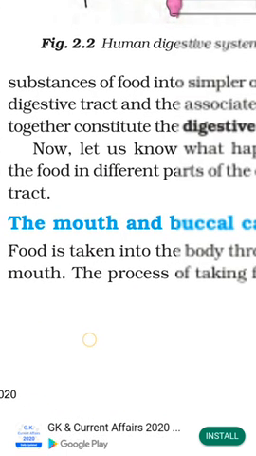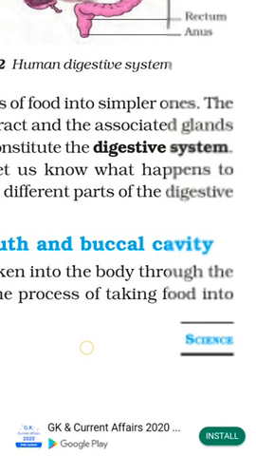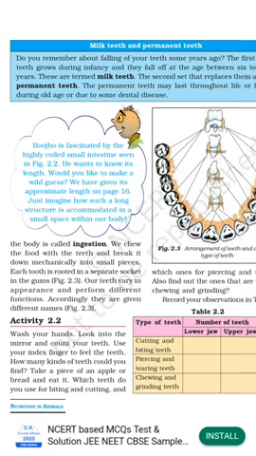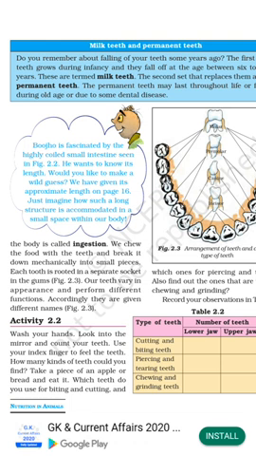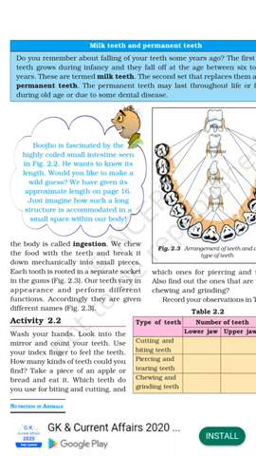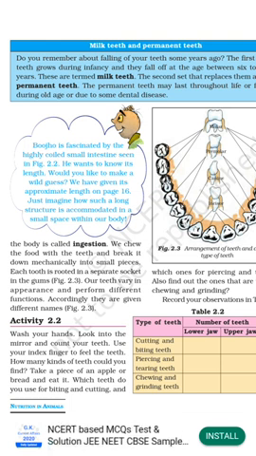Now we are going to study the mouth and buccal cavity. What is the importance of mouth and buccal cavity in the process of digestion? The mouth consists of the tongue and teeth. First we will be discussing the teeth. An adult has 32 teeth, 16 in the upper jaw and 16 in the lower jaw. This is the picture.